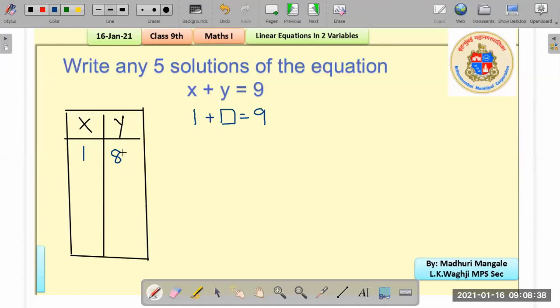Likewise, if we set x equals 2, what should y be to get the other side equal to 9? If I put a 2 over here, the other number should be 7, so that the sum is 9, isn't it? Isn't that easy? So like this, you can write any number of solutions.